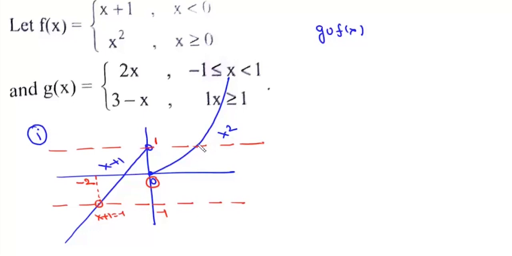And we also have another point of intersection, and this point is this graph of x square intersected by y equals 1. So if x square equals 1, this point is also 1. So here we have three critical points: minus 2, 0 and 1. Now when x lies between minus 1 and plus 1, definition of g(x) is 2x, and when x is greater than or equal to 1, this definition is 3 minus x. Now we will start writing g of f(x).